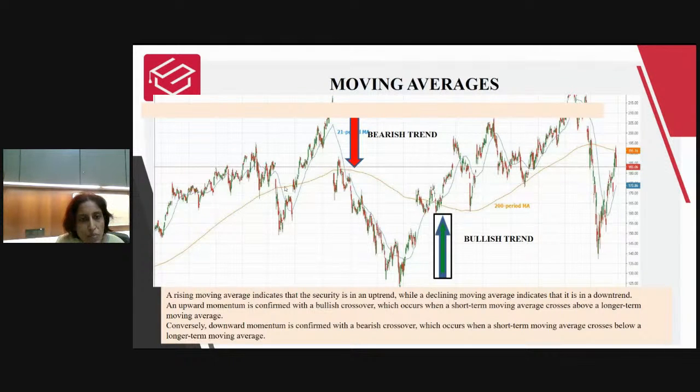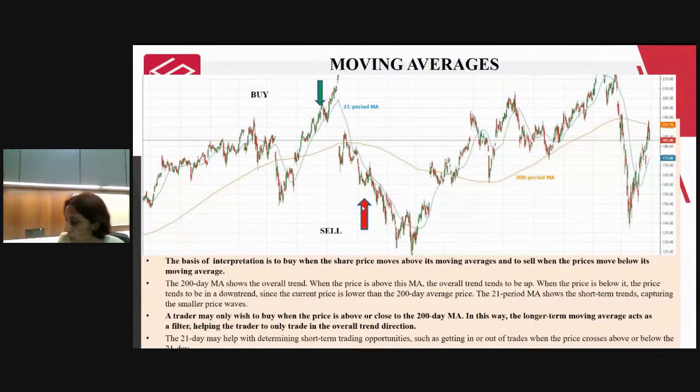An upward trend is confirmed with a bullish crossover, which occurs when a short-term moving average crosses above a long-term moving average. As you can see over here, a 21-day moving average is crossing over a 200-day moving average. So this is indicative of a bullish trend. Whereas a downward momentum is confirmed when a bearish crossover takes place. A bearish crossover occurs when a short-term moving average, in this case a 21-day moving average, crosses below the longer-term moving average. That is the time we understand that the bearish trend has set in.